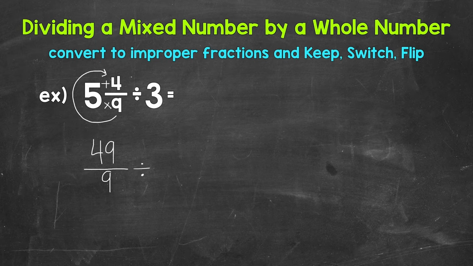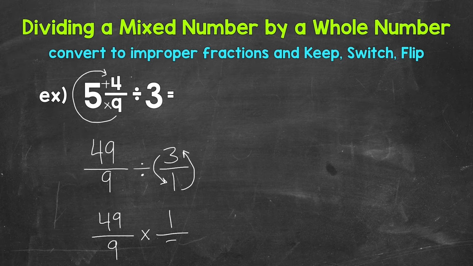Well, we can write any whole number in fractional form by putting it over 1. So now we have 49/9 divided by 3 over 1. Now let's keep, switch, flip. So keep 49/9, switch to multiplication, and then flip 3 over 1. So 1 is now the numerator, and 3 is now the denominator.